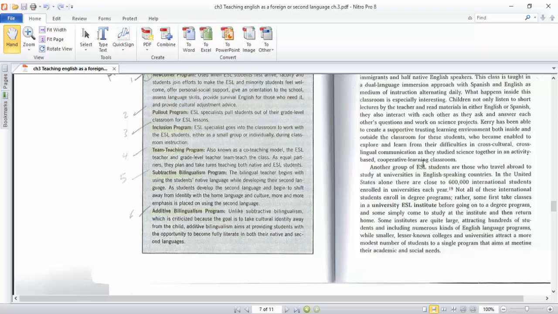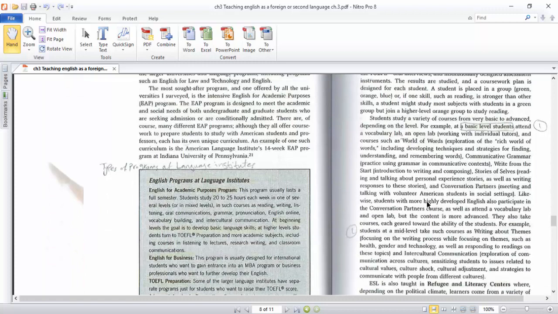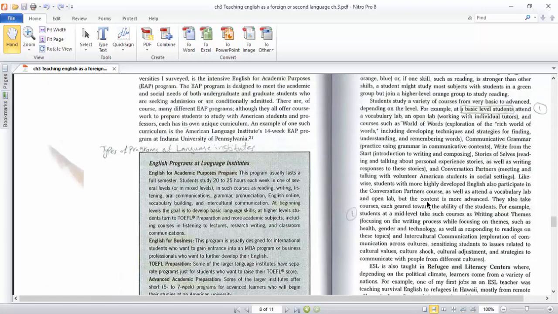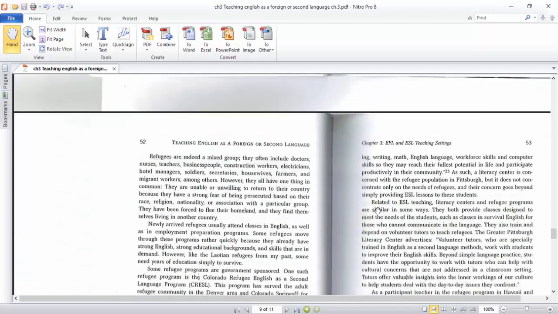Okay, here we have another group of ESL students, those who travel abroad. As mentioned in the difference between EFL and ESL, some students travel to English-speaking countries to learn English. They go outside their countries to teach English. If you go to the other page, you will find other examples and programs. You should know all of these programs, as I mentioned and underlined. I put number 1, number 2. You have many programs to know.